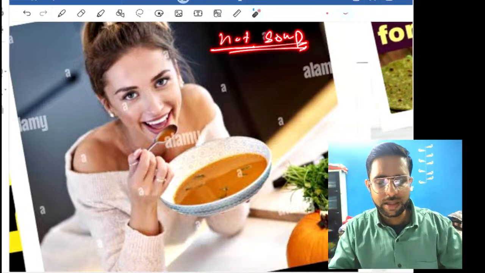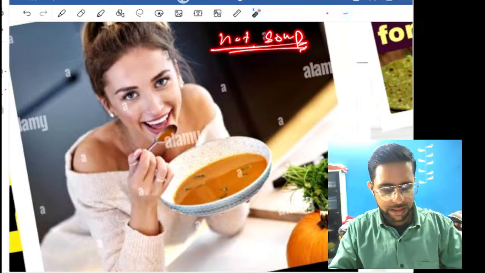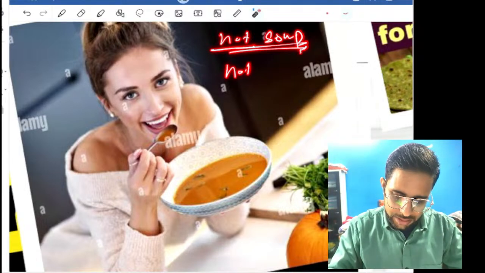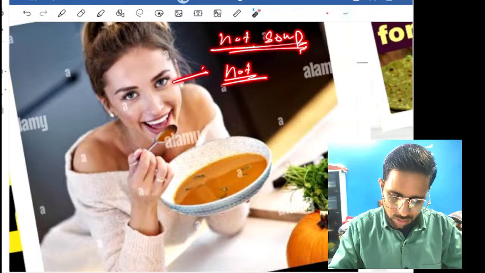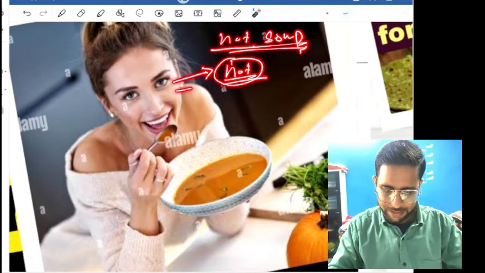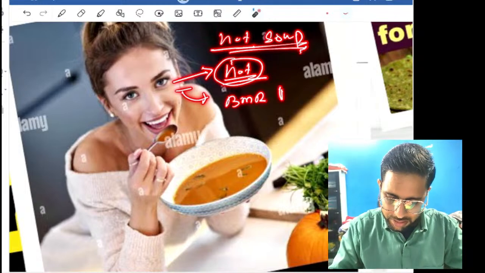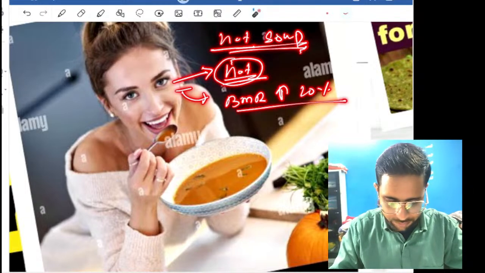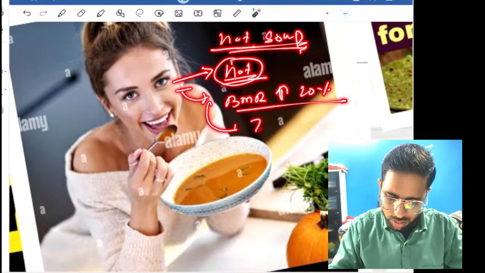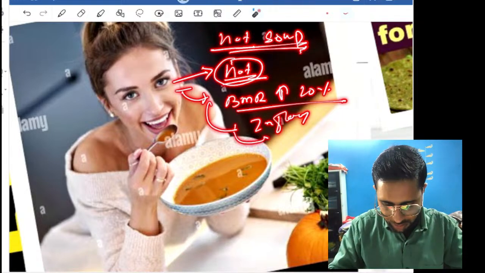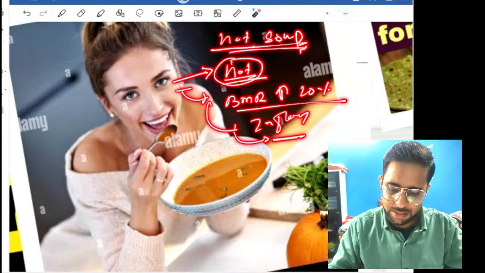So क्या बन रहा है यहाँ पे hot soup से? Comment section में बताएंगे. Hot soup. So pregnancy is a hot state, and a pregnant lady looks too hot in the pregnancy. So what is the meaning of the hot here? BMR increases by 20%. Yes, and hot means inflammation. Hot means inflammation. So all inflammatory mediators increase.